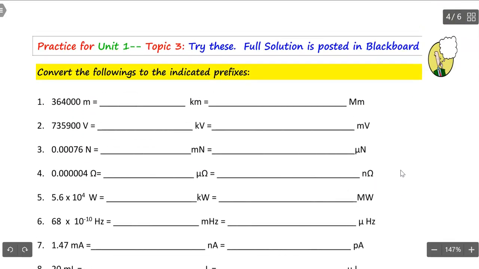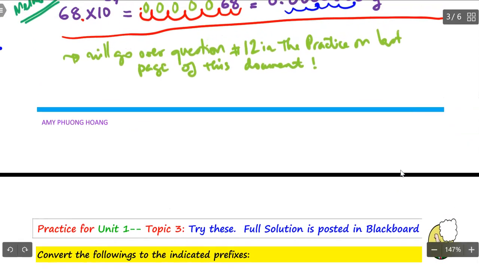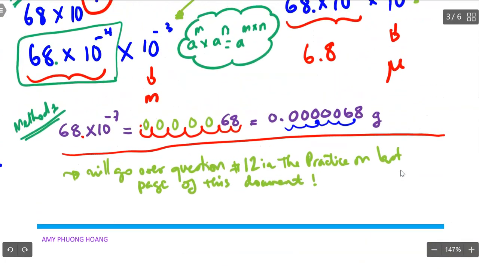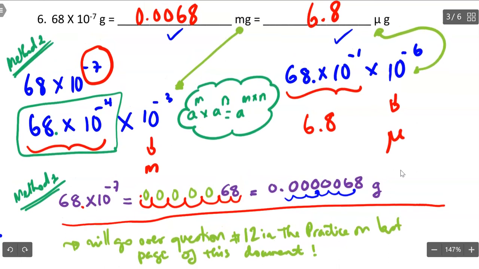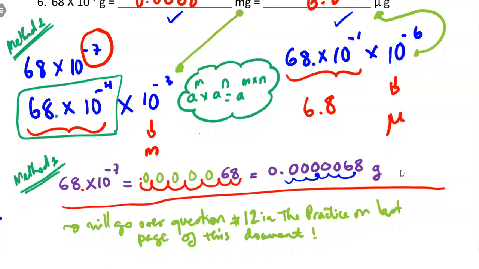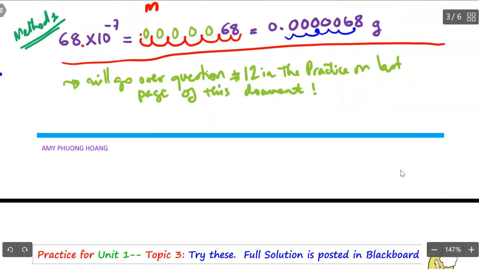Okay, and what I will do is I will work with number 12. Okay, number 12, very much similar to this, and I will work with two methods as well.